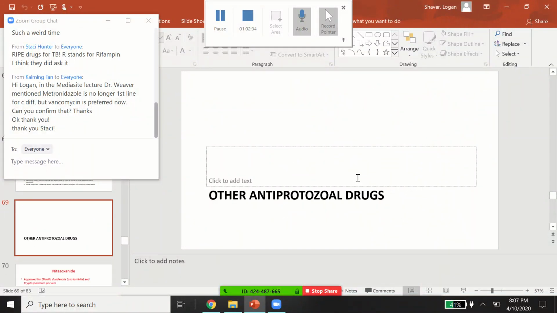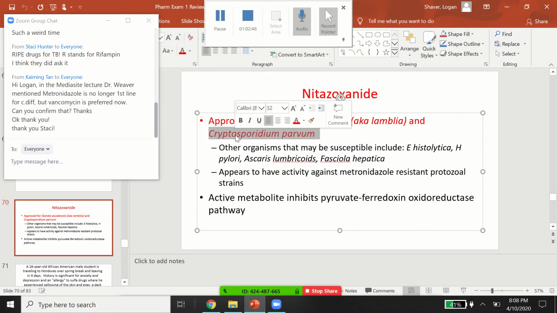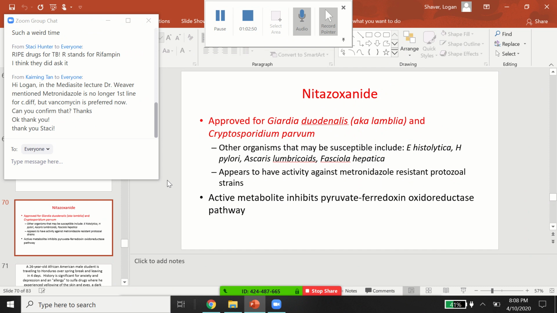Other antiprotozoal drugs. So you got nitazoxanide. This is the one that you would use for Giardia and Cryptosporidium parvum. That's going to be more like an HIV associated infection, Cryptosporidium parvum, and then Giardia. So just make sure you know nitazoxanide for Giardia and Cryptosporidium parvum.